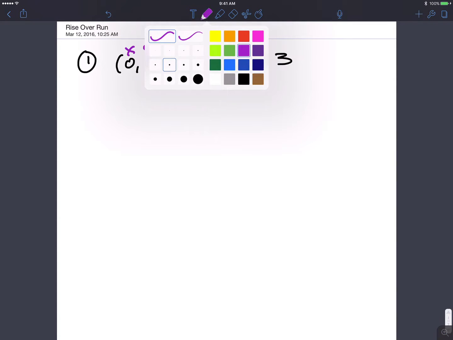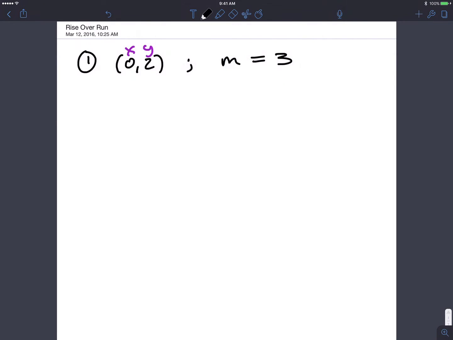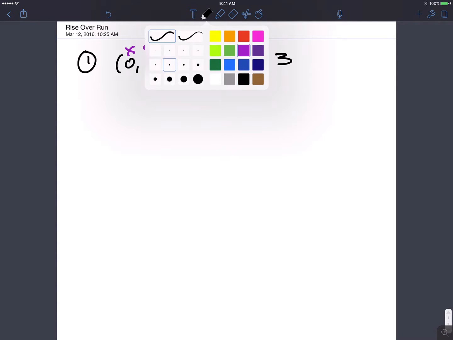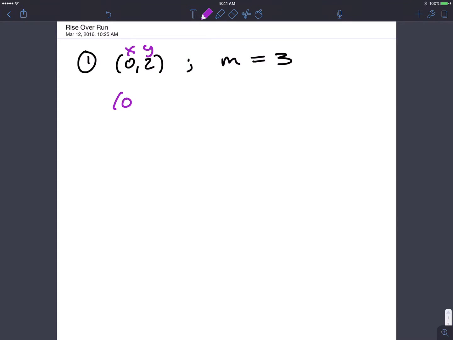So from lecture, any point that looks like this, 0 and a b value, is defined to be a y-intercept. This b value is going to be on my y-axis, and it's at positive 2. The x-coordinate value is 0, so there's no movement there. So you're given a y-intercept, and you're going to cross that y-axis at 2.